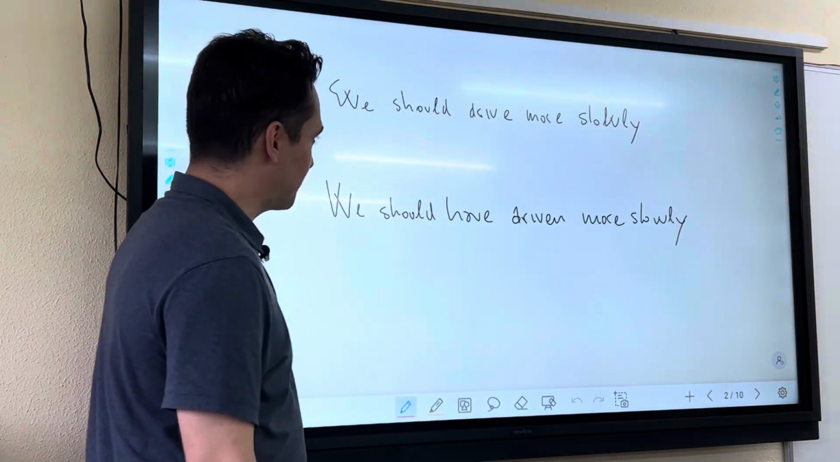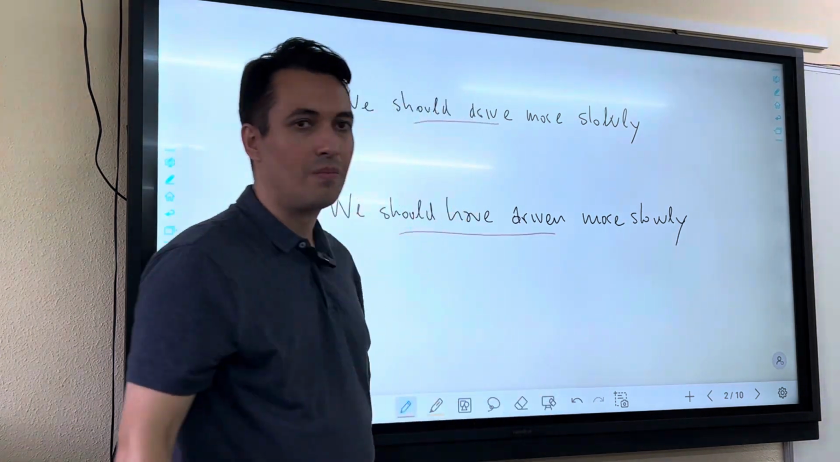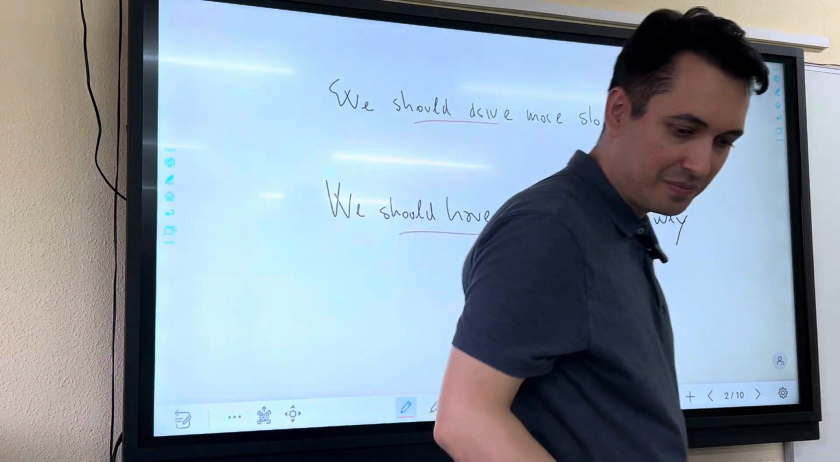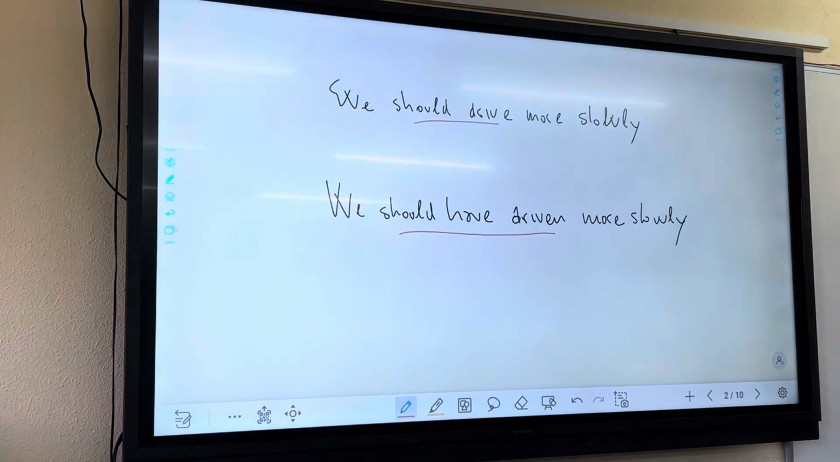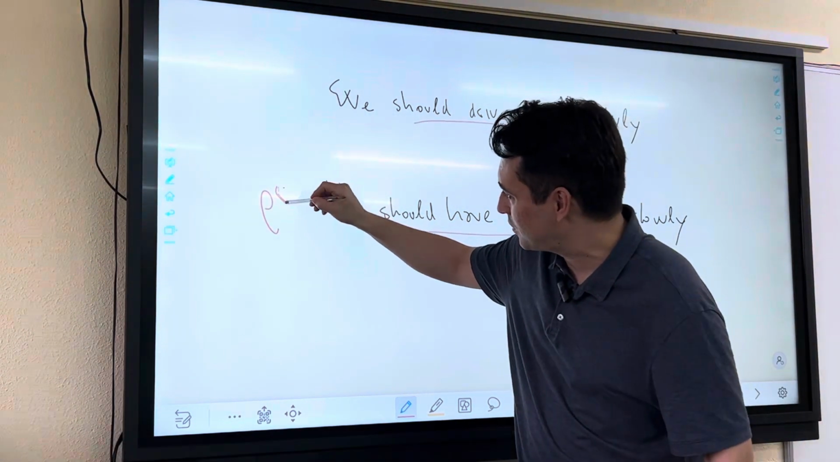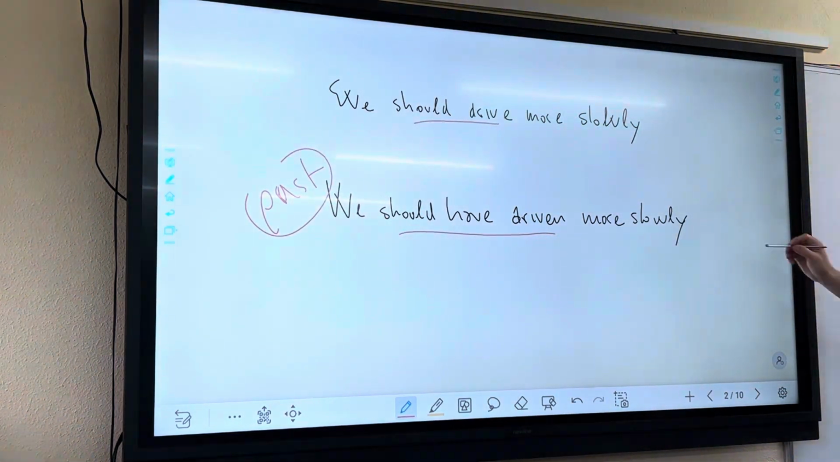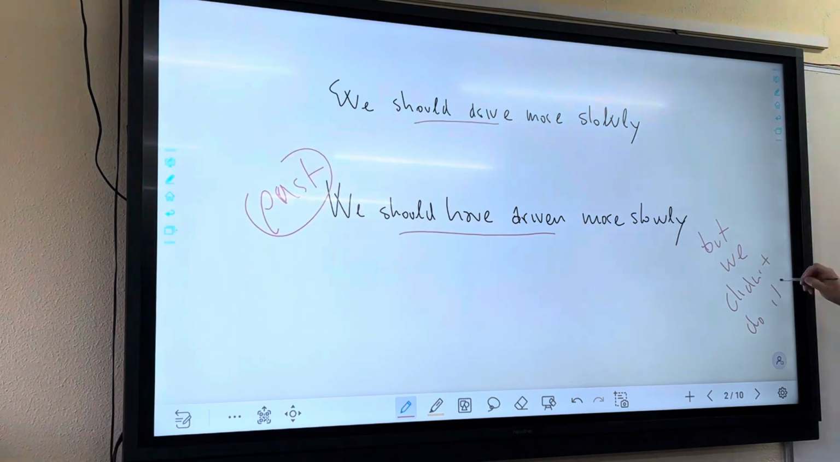Have a look at these two sentences. We should drive more slowly. We should have driven more slowly. What is the difference, Danny? Go on. One of them is about the past. This one is about the past, right? We should have driven more slowly, but we didn't. That is the difference. We didn't do it.